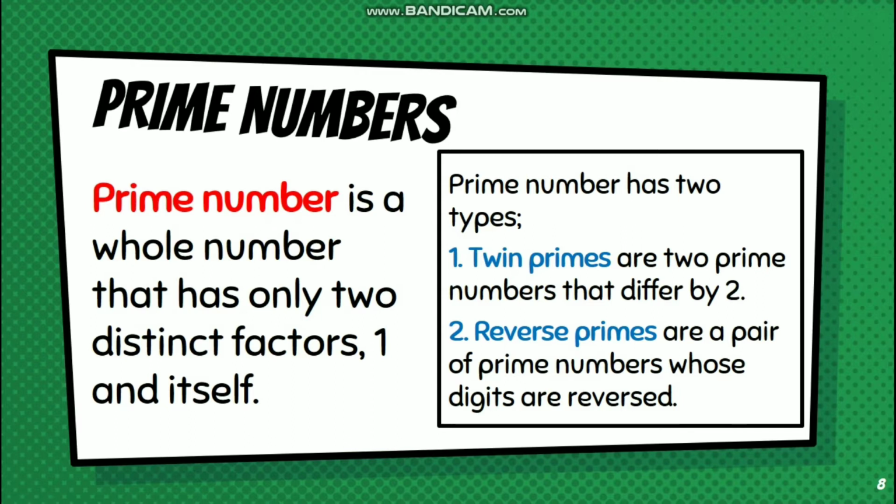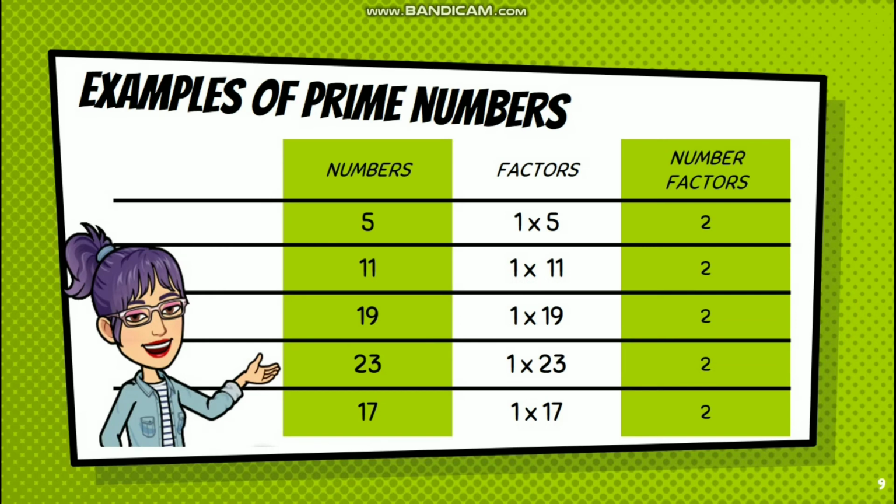Okay, to understand better, let me give you some prime numbers. Later on, I will give you the list of prime numbers less than 100. Here, the prime numbers in this example are 5, 11, 19, 23, and 17. We show here that each of them has only two factors, which are the number 1 and the number itself. 5 has 1 and 5, 11 has 1 and 11, 19 has 1 and 19, 23 has 1 and 23, 17 has 1 and 17.